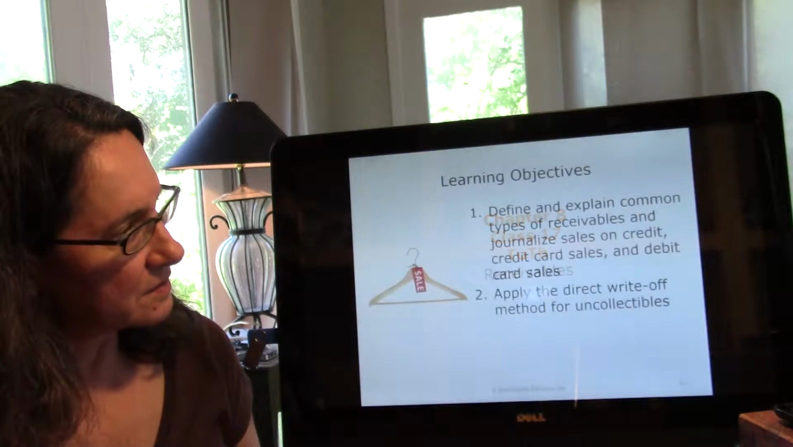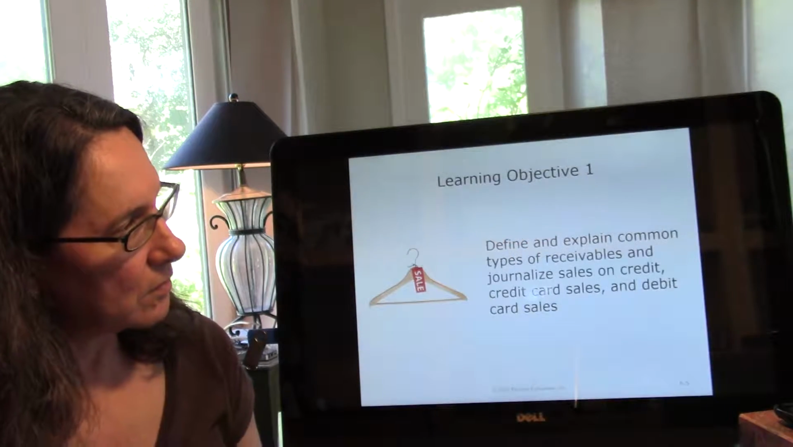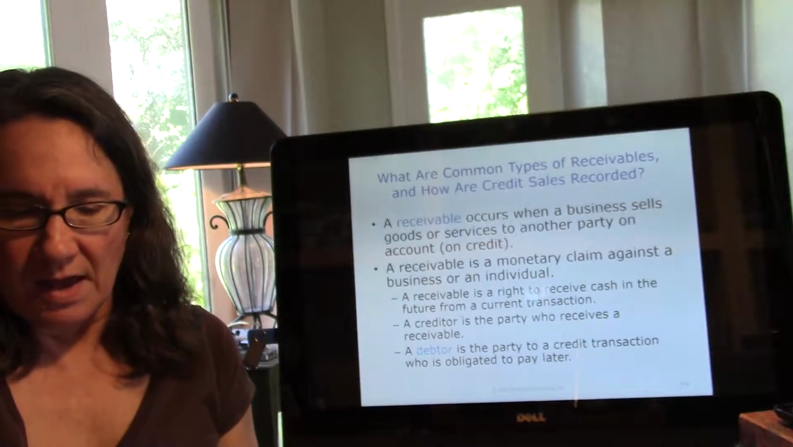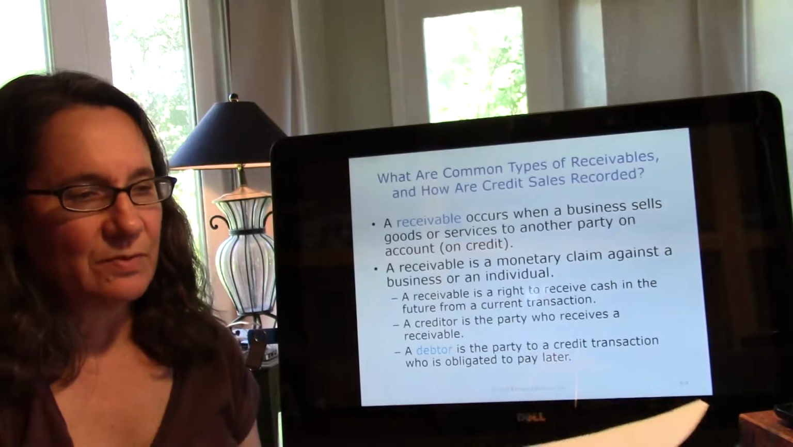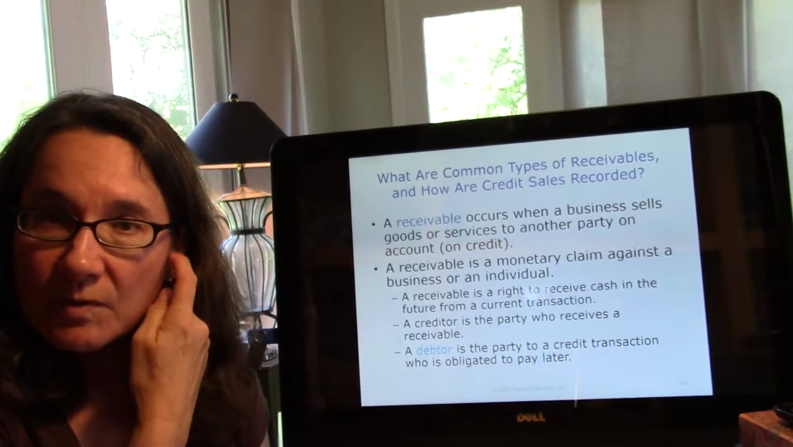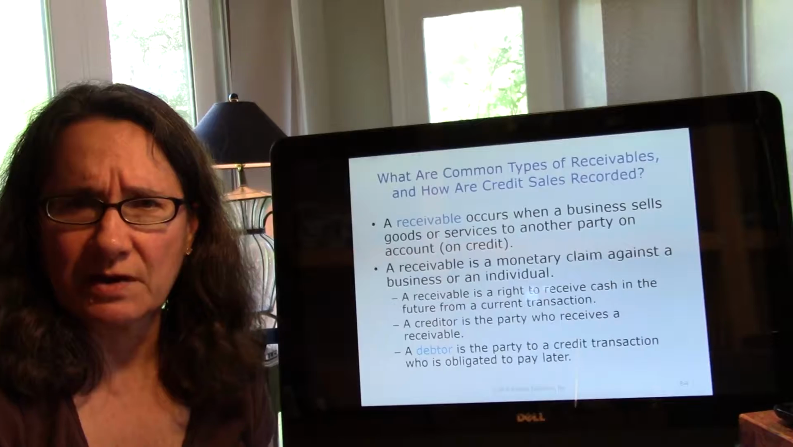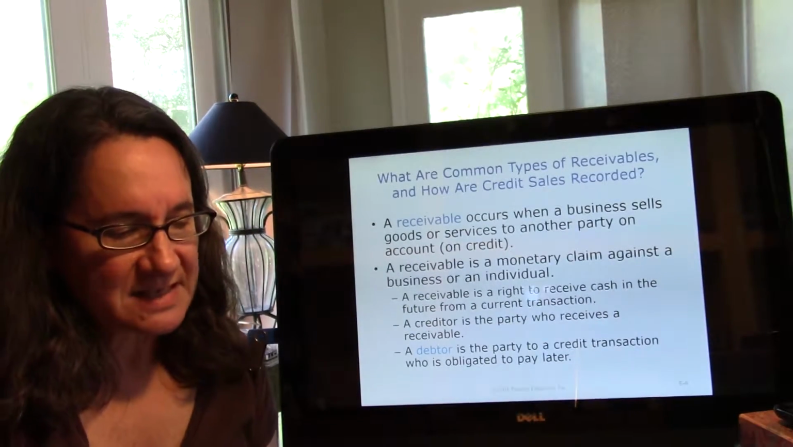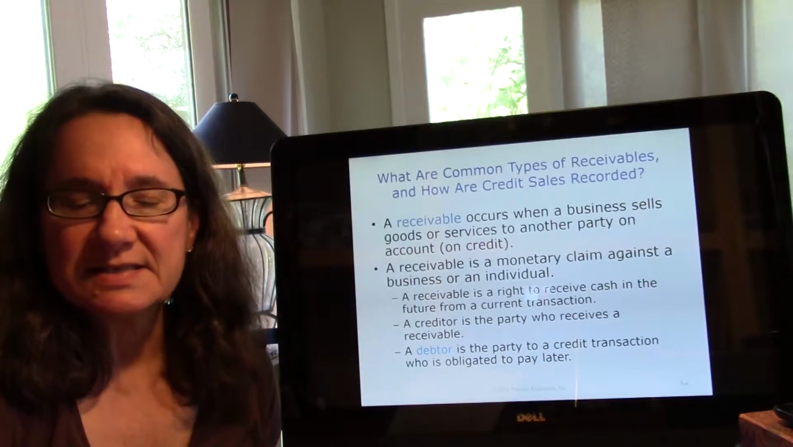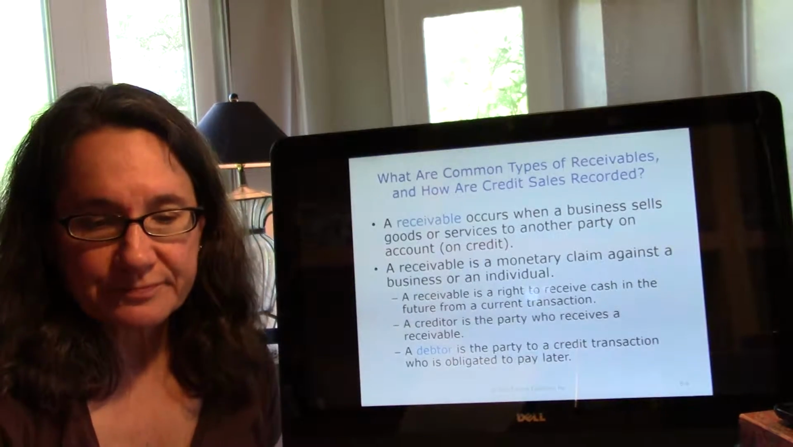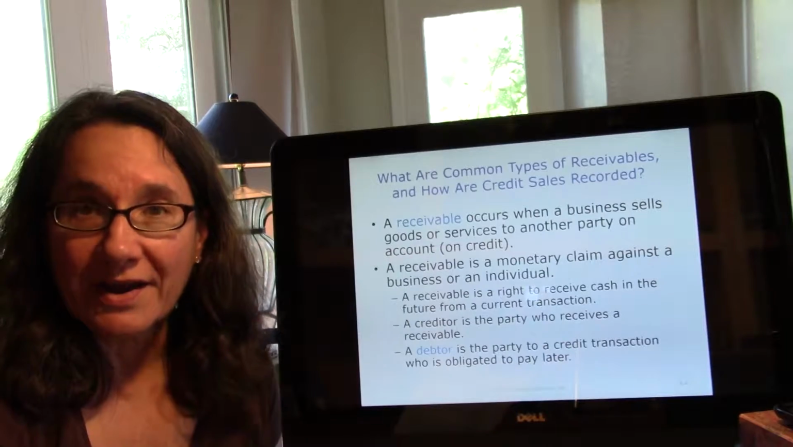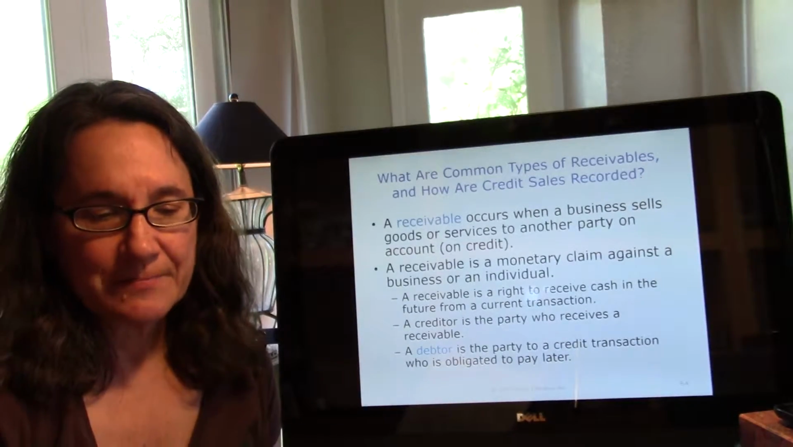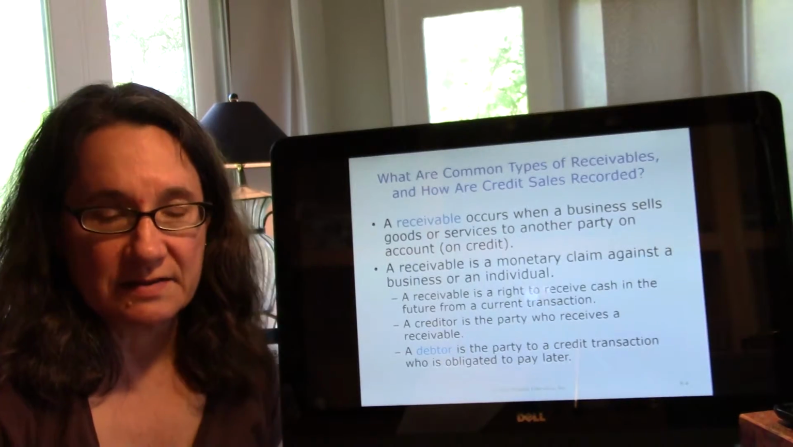Let's talk about the common types of receivables and what we do when we get a credit card sale, because they don't really pay us cash. A receivable occurs when a business sells goods or services to another party on account. You should be pretty familiar with that by now, on account, or on credit as we call it.